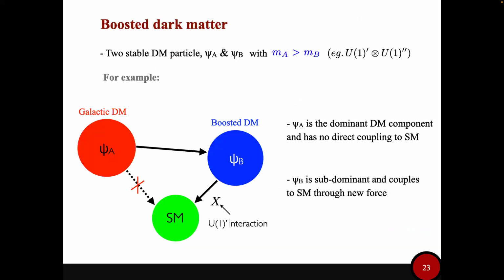Now I'm going to talk about boosted dark matter, which is the concept that I talked about, where I have a particle A and a particle B. A is heavier than B. And let's imagine that I have some sort of stabilization mechanisms for those, U1 prime plus U1 double prime.